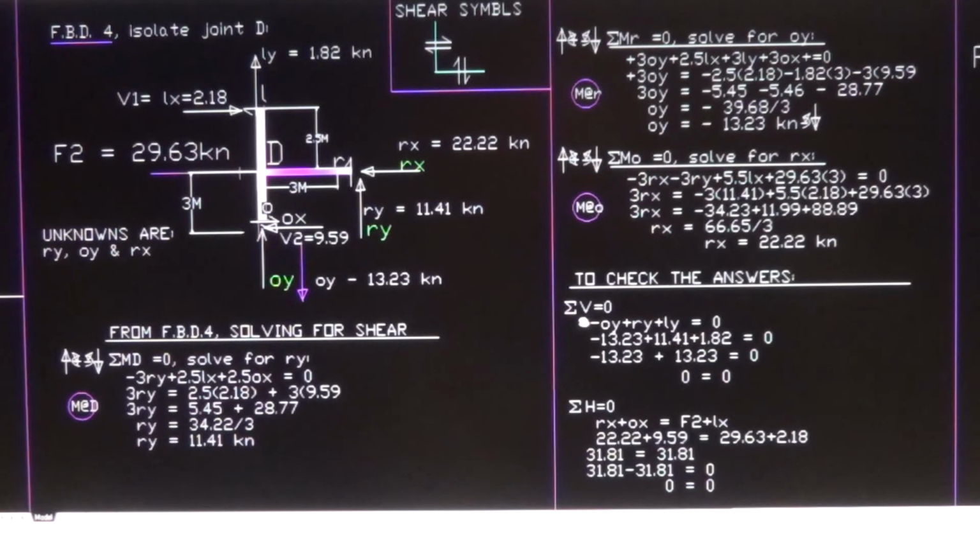Now to check the horizontal forces, you have to use the horizontal forces equal to 0, the conditions of equilibrium. What are the horizontals? RX, horizontal, plus OX, they're in the same direction. It is equal to the opposing direction now, 29.63 plus 2.18 right here. This is one direction and this is the other direction, so I equate them using the shortcut method of the sign convention. So we work this out.